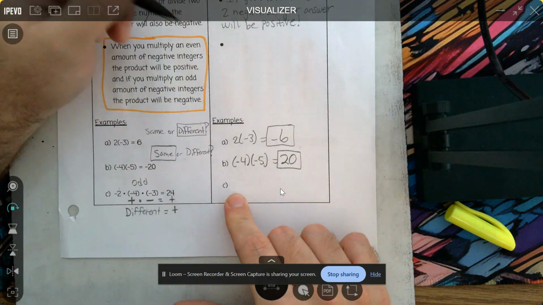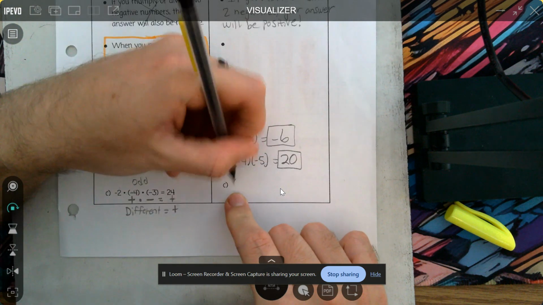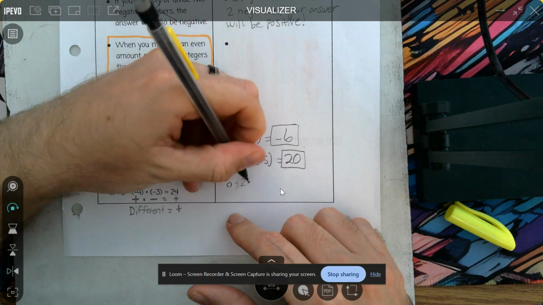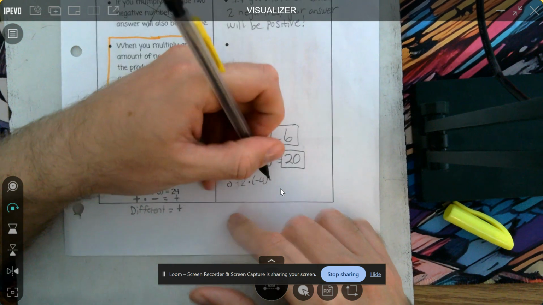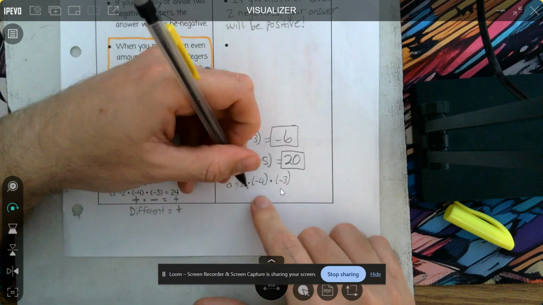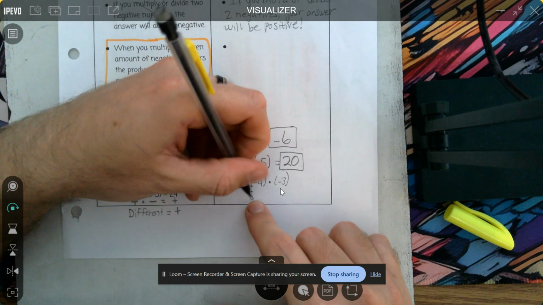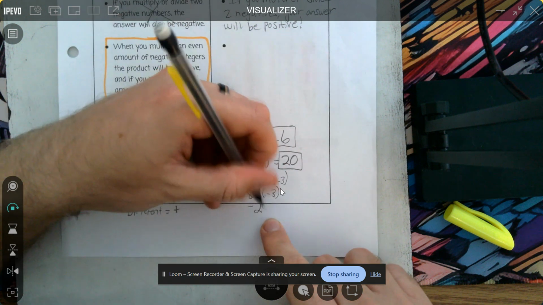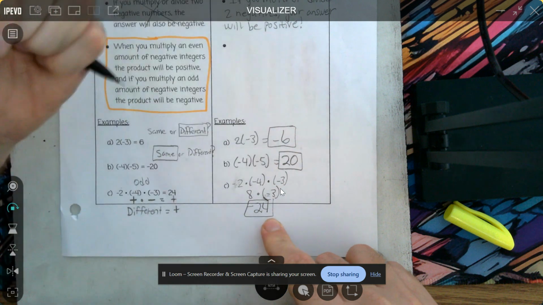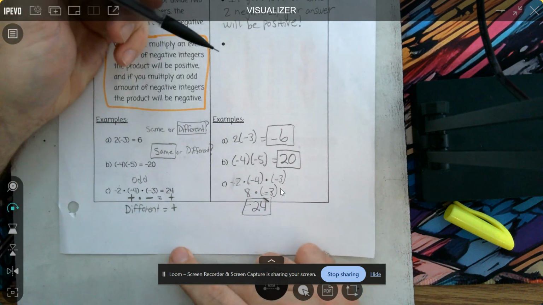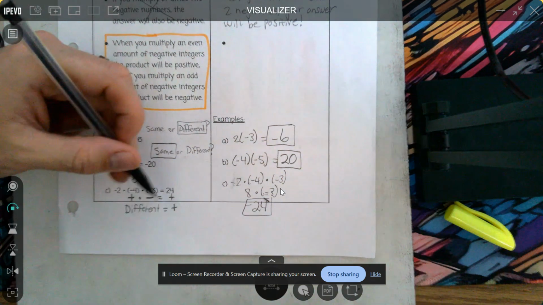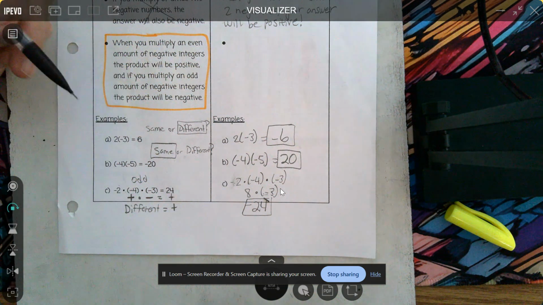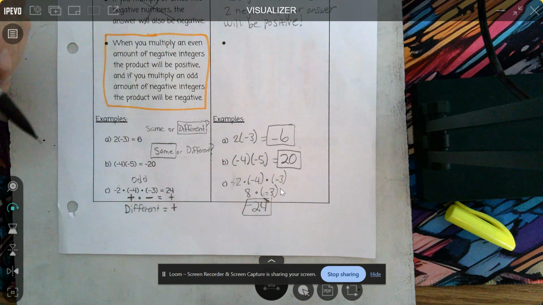Let's fix it on the right-hand side. Negative 2 times negative 4 times negative 3. Well, negative 2 times negative 4 is positive 8. And positive 8 times negative 3 is negative 24. So my answer is negative 24, not positive. Okay, so really look at how I solved this one on C. Check your sign first before you even solve. Then you can double check to make sure your sign is correct at the end of your problem solving.